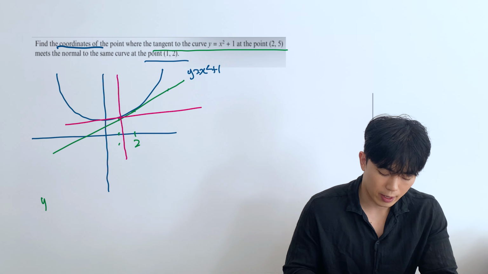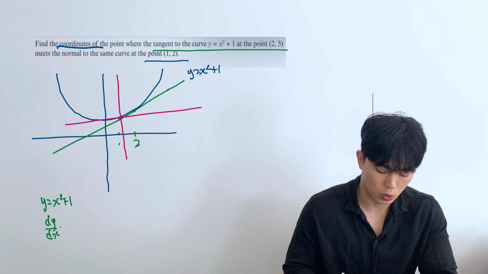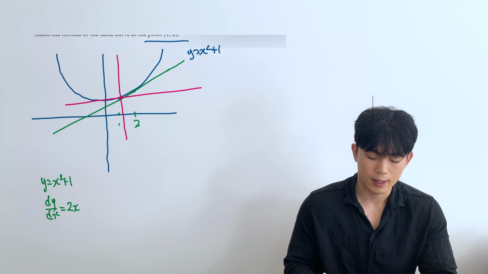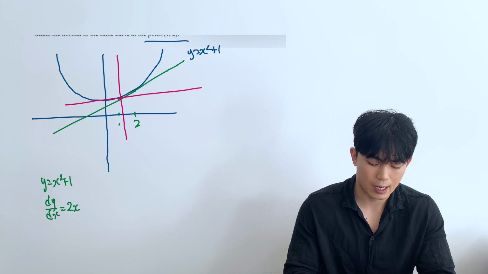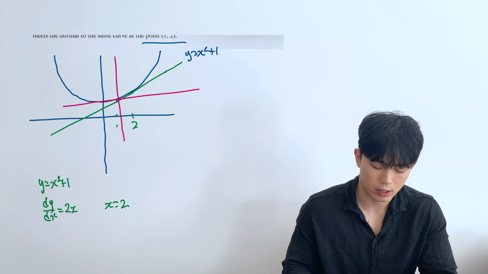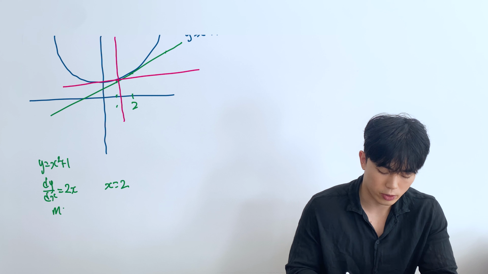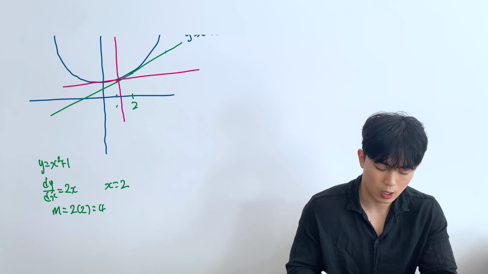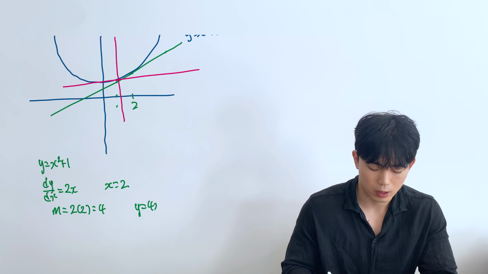So we know y is x squared plus 1. So we have to differentiate this, dy by dx, which is just 2x like this. Now we plug in the coordinate of that tangent, right? So the tangent's coordinate will be x is 2. So the gradient for the tangent will be 2 times 2, which is equal to 4. So it'll be y is 4x plus c.